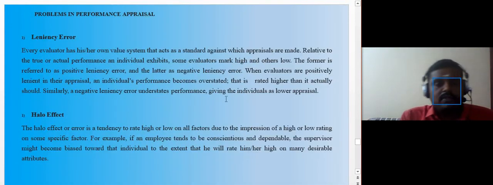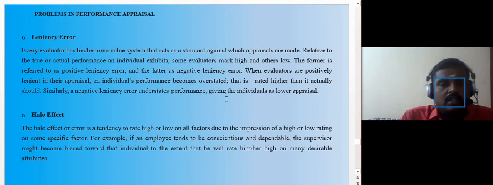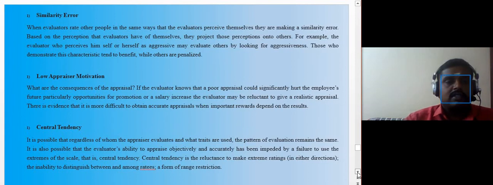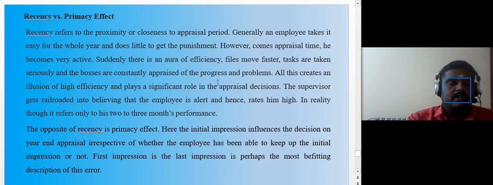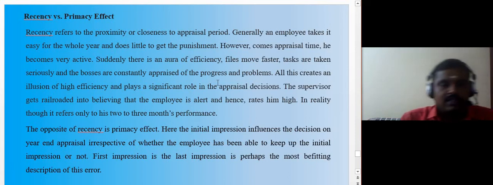Problems in performance appraisal. Usually the problems in performance appraisal are the leniency errors, the halo effect, the similarity errors, low appraiser motivation, and the central tendency. So, recency versus primacy effect. Recency refers to the proximity or closeness to the appraisal period.